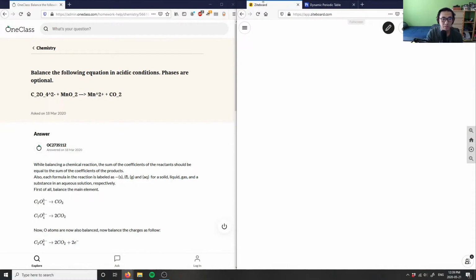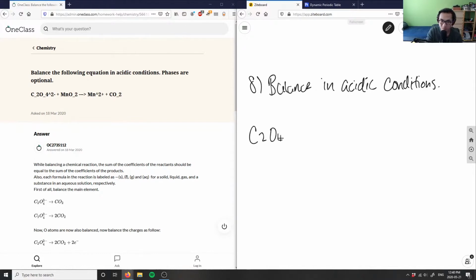It says balance the following equation in acidic conditions. Okay, so I want to balance in acidic conditions. So I'm going to have C2O4 2 minus, plus MnO2 is going to yield Mn2.